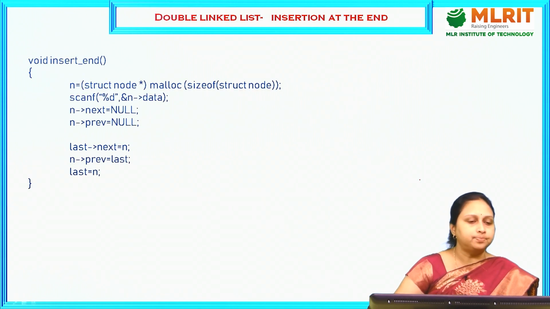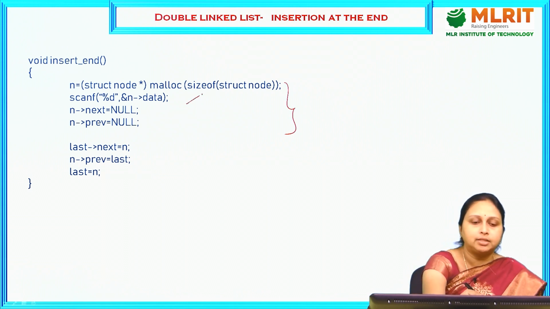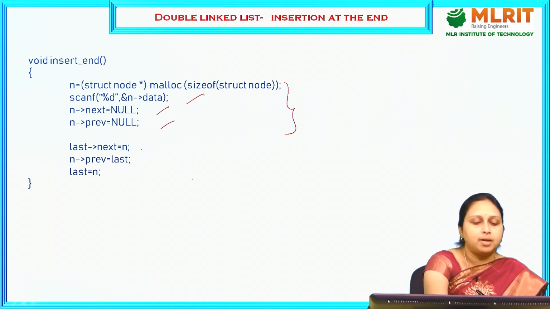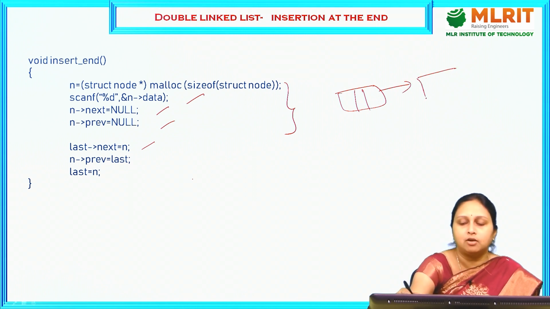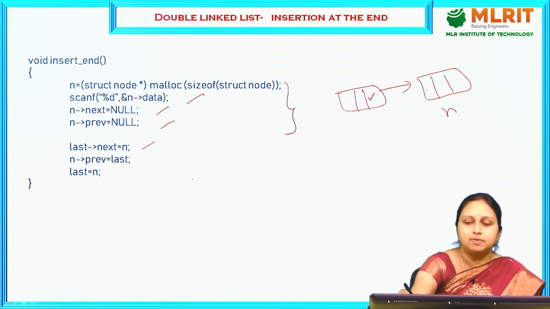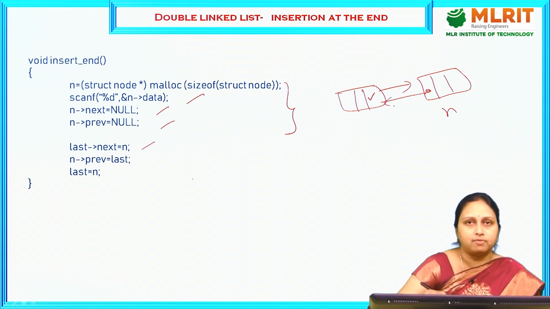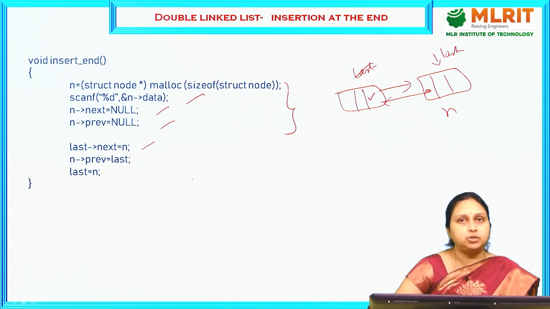Let us see the code here. These steps are common, where you allocate the memory dynamically, read the data part, and the next and previous are assigned to null. Next, we make the connection last arrow next, whatever node we have at the end, right? We store the n value into this location. The address will be stored here, and in n arrow previous, we store the address of the previous node, making the backward connection, right? At the same time, previously this was the last node, now this becomes the last node that we represent.